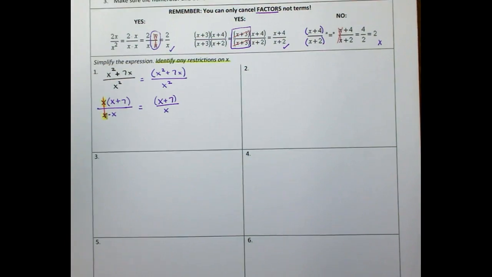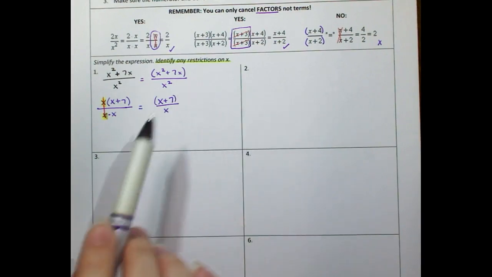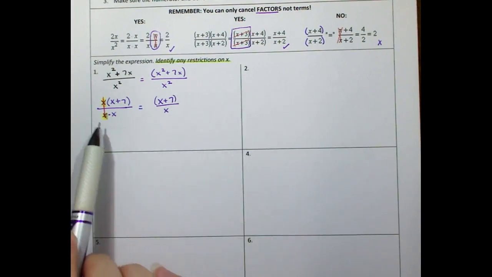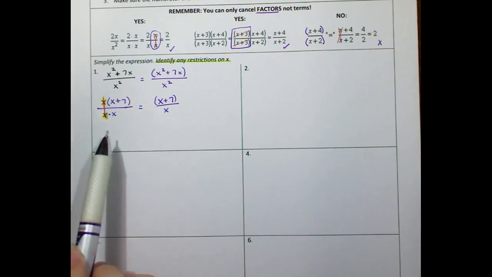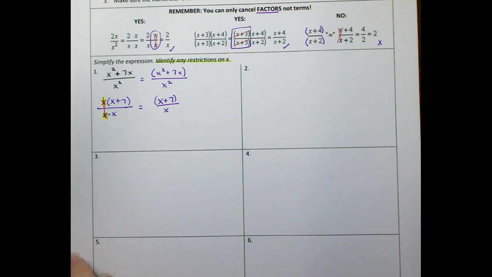It's done. Now, the next thing we need to do is identify any restrictions on x. Now, I actually should have done this before. I should have done it at this step here where I factored it out. And the reason being is if you don't, you may miss some restricted values.